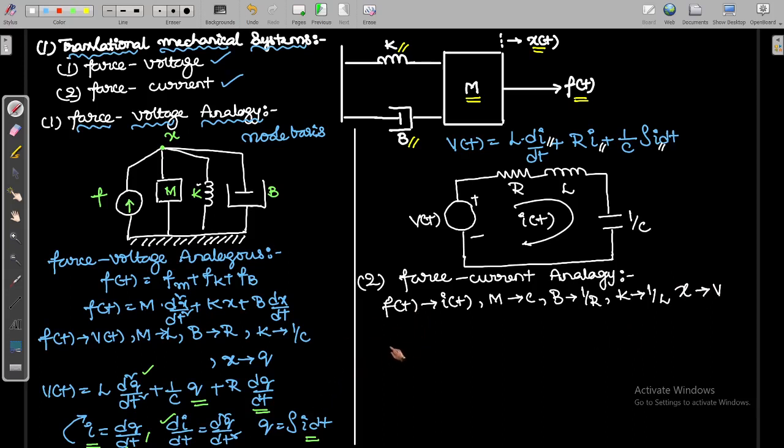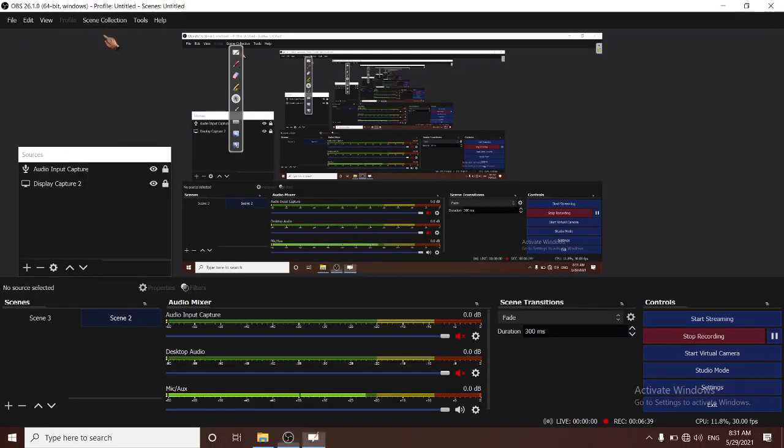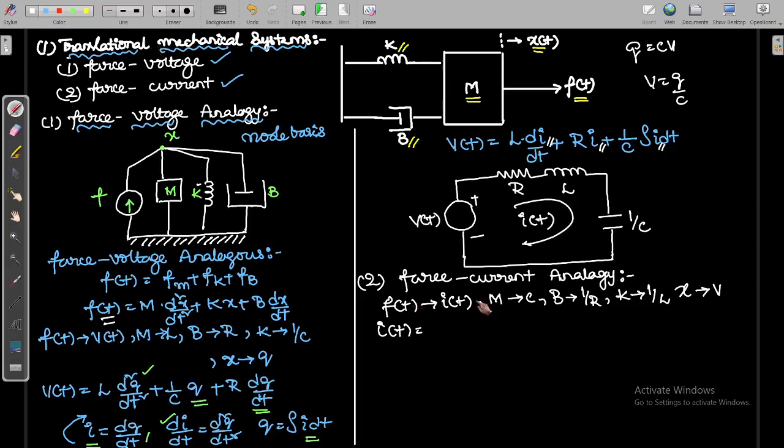Now let us write the equations. Let us substitute in this equation. So we can write I of t is equal to m into d square V by dt square, here m can be replaced with the capacitor. Now we can replace, here a small mistake.